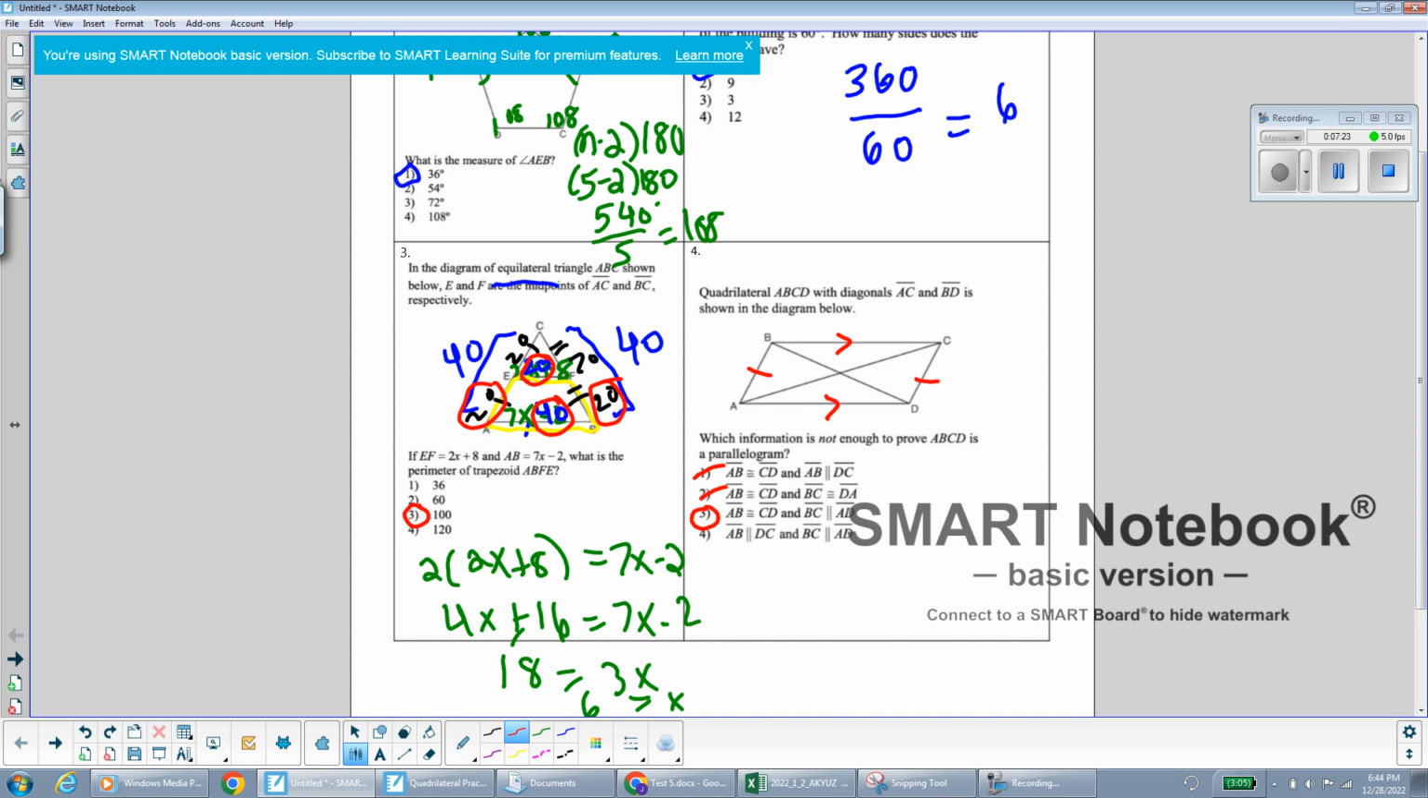And if you wanted to try out number 4, from the information in number 4, you'll see that it shows that both pairs of opposite sides are parallel, which is valid. So that's why answer choice number 4 is not the right choice. That is a valid method, that both pairs of opposite sides are parallel.